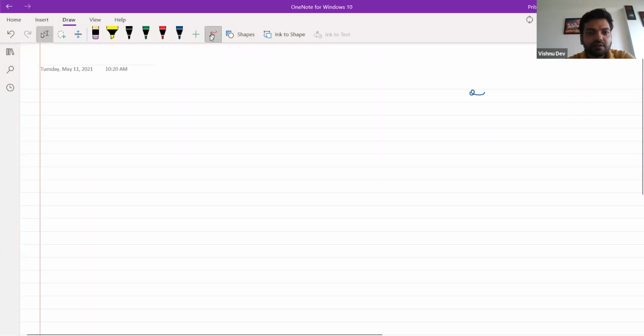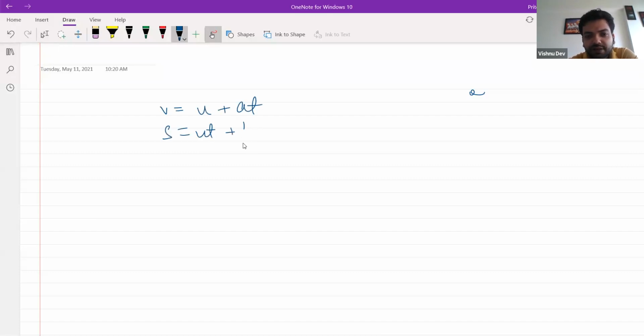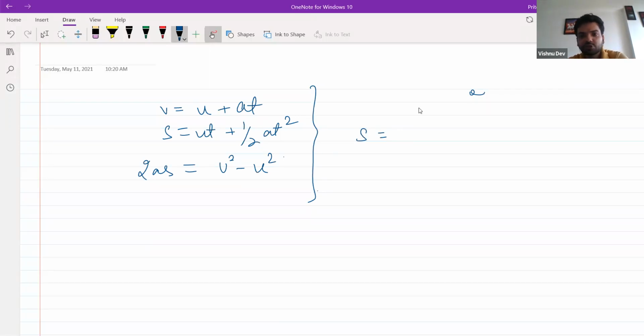So let's talk about an equation. We have gone through the three equations of motion: v equals u plus at, s equals ut plus half at square, and 2as is equal to v square minus u square. So students, I'll write one another equation here that also relates all the variables of motion. You have to tell me whether this equation is correct or not: s is equal to (u plus v) by 2 into t.